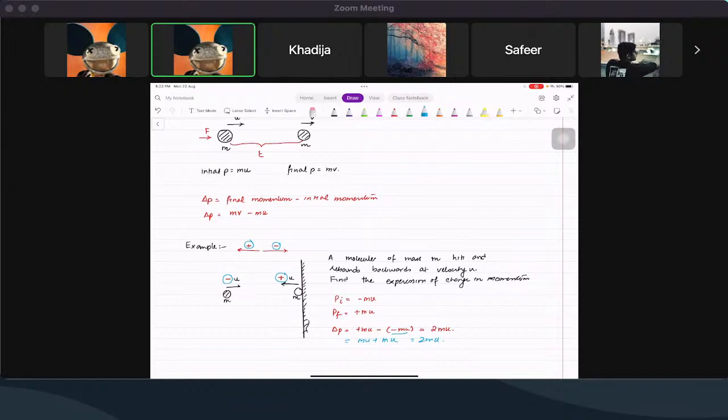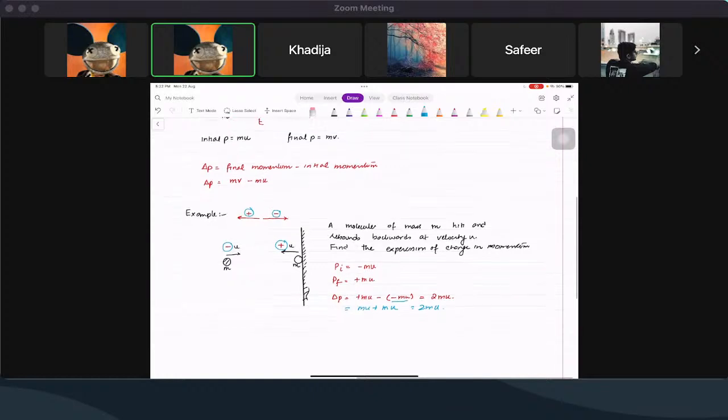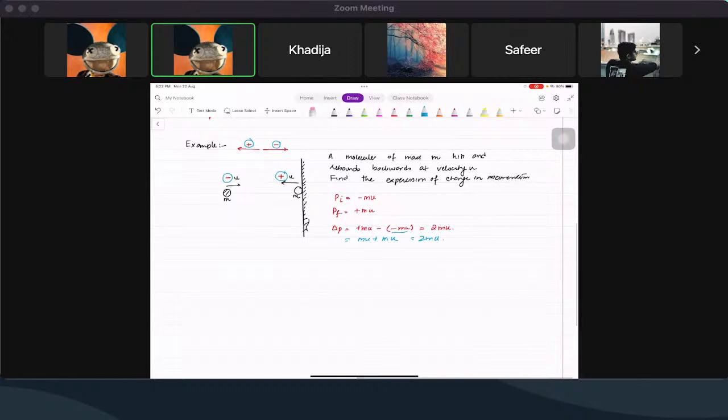Now this will give you a sort of a graph as well. So suppose if we want to plot this, the change in momentum graph is going to be something like this.